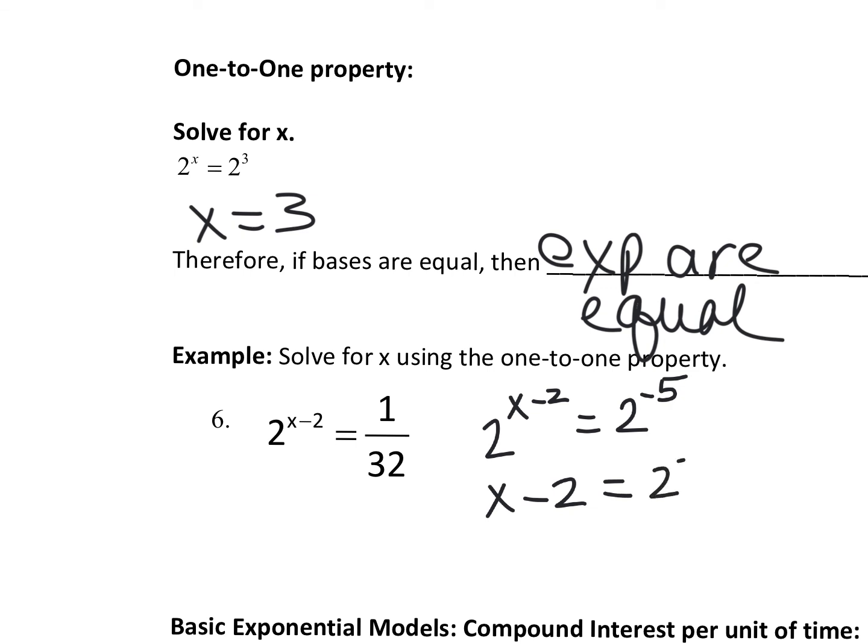x minus 2 equals -5. Add 2, x equals -3.